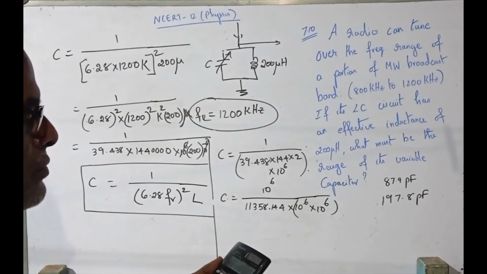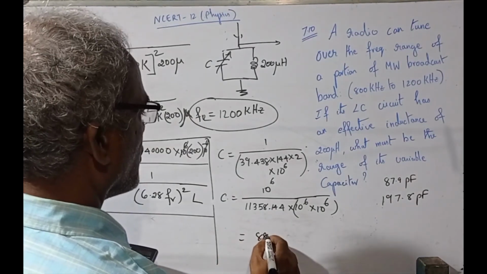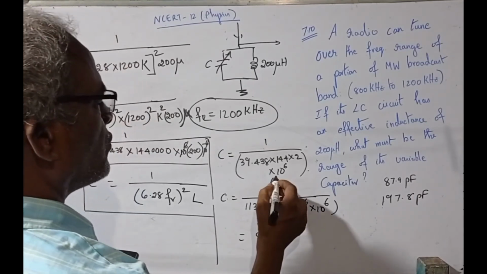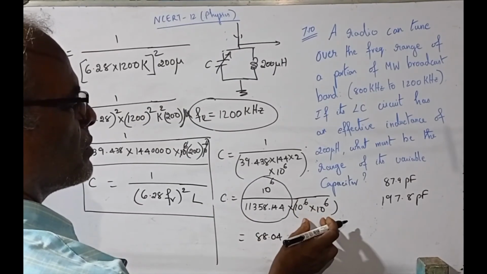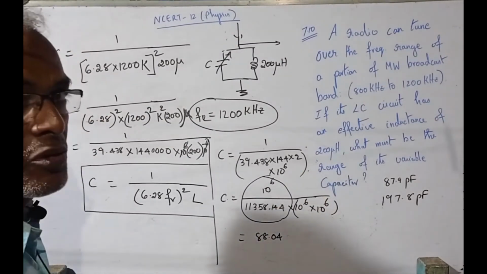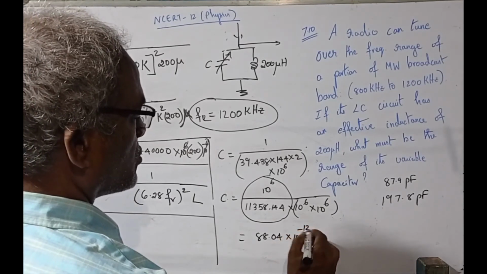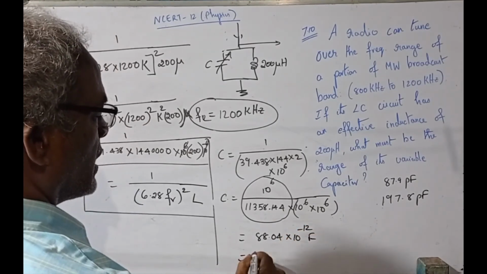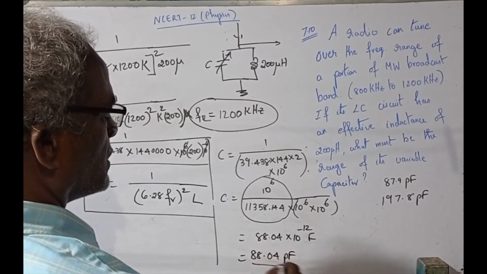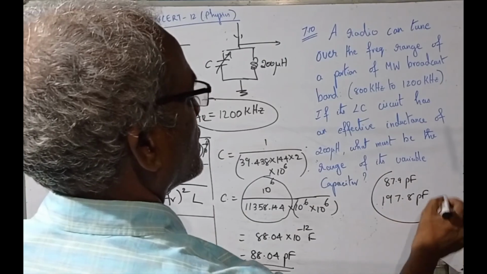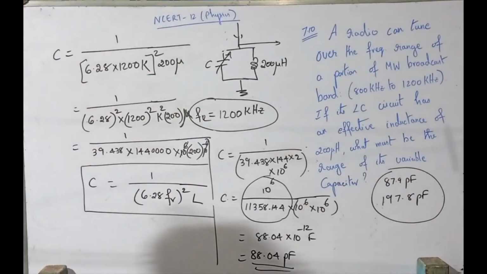That gives you 88.04. So the value for this is 88.04. This is 10 power 12. When it goes to the numerator, 10 power minus 12. So the value is 10 power minus 12 farad. So the answer is 88.04 picofarad. In the book the answer is 87.9, so we have a very close approximation.